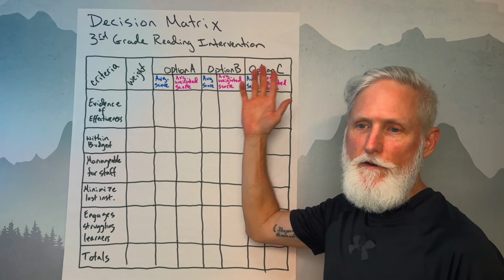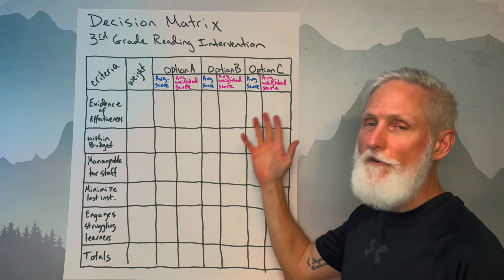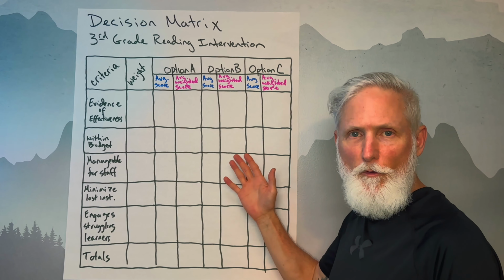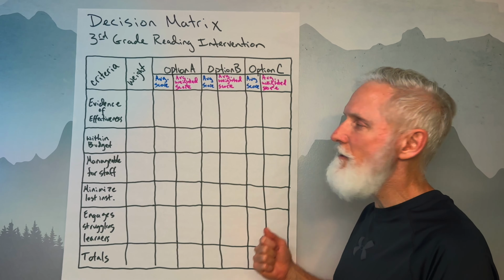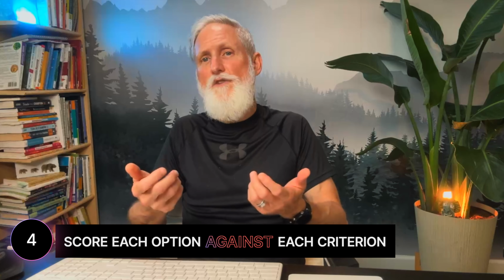Okay, we have a decision matrix here for the third grade reading intervention programs. There's 3 options, and they have neutral labels to help provide a little bit more honesty and authenticity when they're being weighted. Step 4, score each option against each criterion. This is where objectivity kicks in. You're forcing an apples to apples comparison.